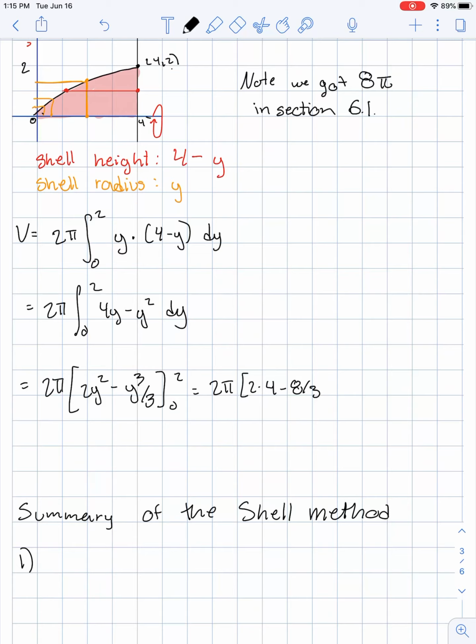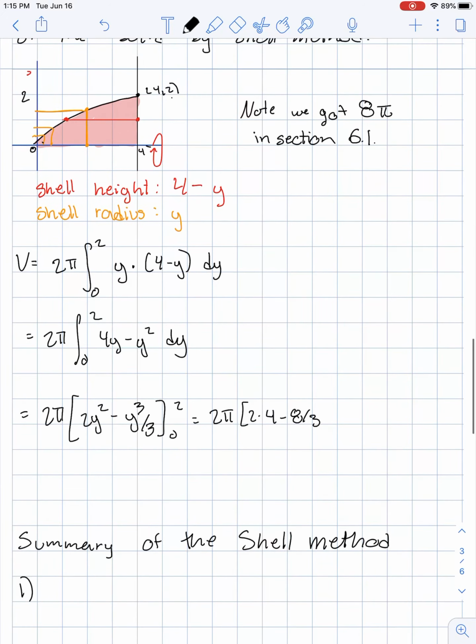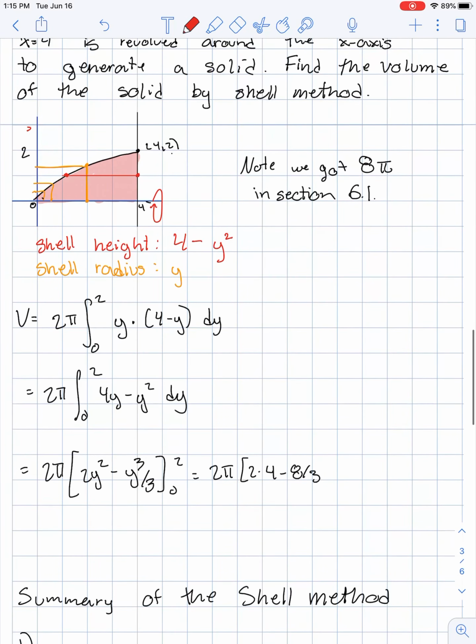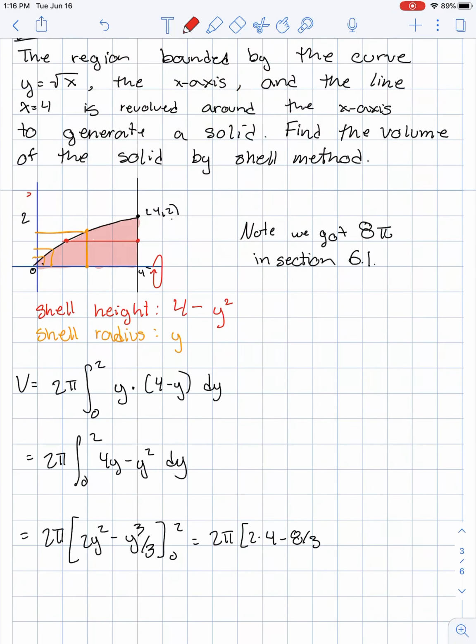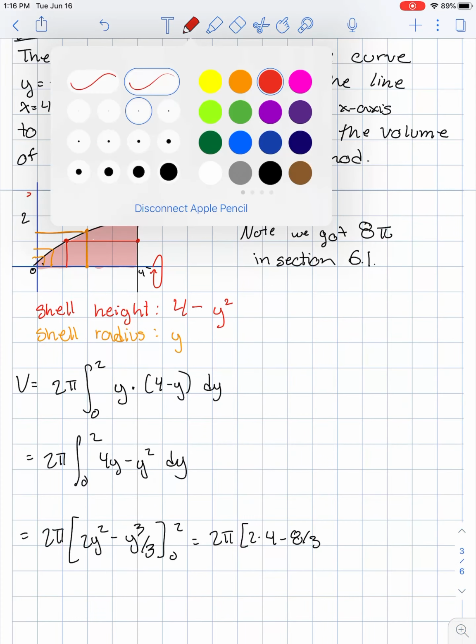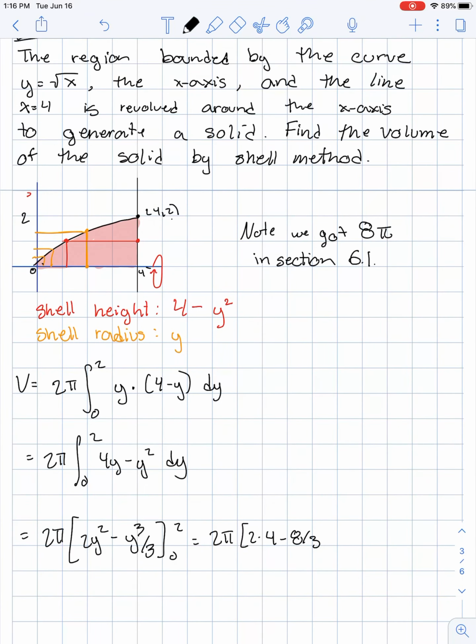Ooh, wait, I missed something. Oopsies. There it is. This is not supposed to be y. This is supposed to be y squared, because if you think about it in terms of x values, this is x, so then y would be, because we have y equals, oh my goodness, a little line.